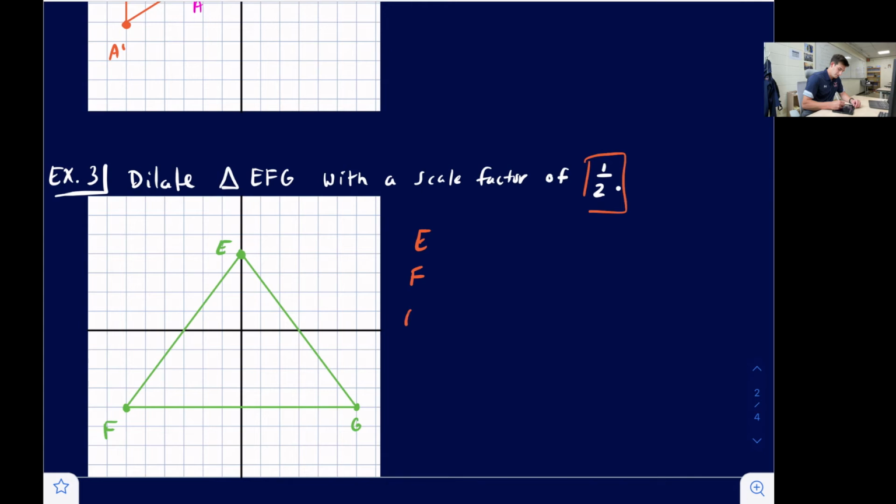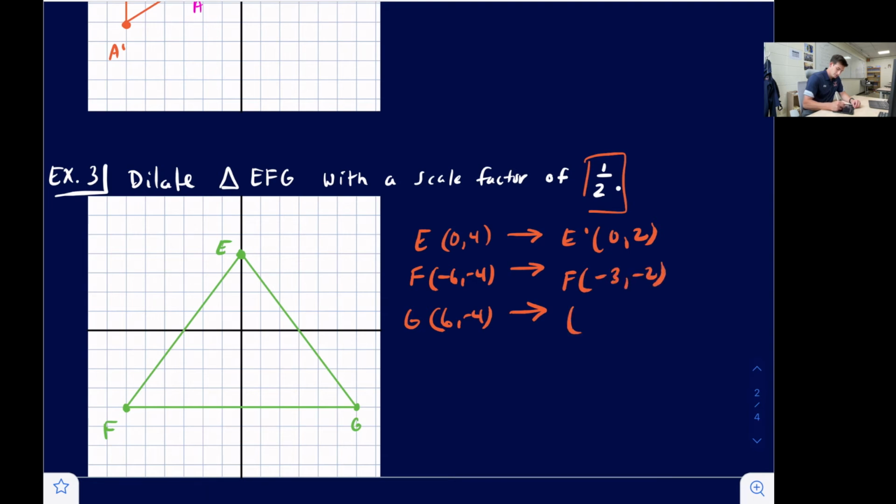So we're going to say E, F, and G. So E is 0, 1, 2, 3, 4. F is negative 1, 2, 3, 4, 5, 6, negative 1, 2, 3, 4, negative 6, negative 4. And G is 1, 2, 3, 4, 5, 6, negative 4. Okay, so we're going to multiply these coordinates by half. So this would be 0, 2, negative 3, negative 2, positive 3, negative 2.